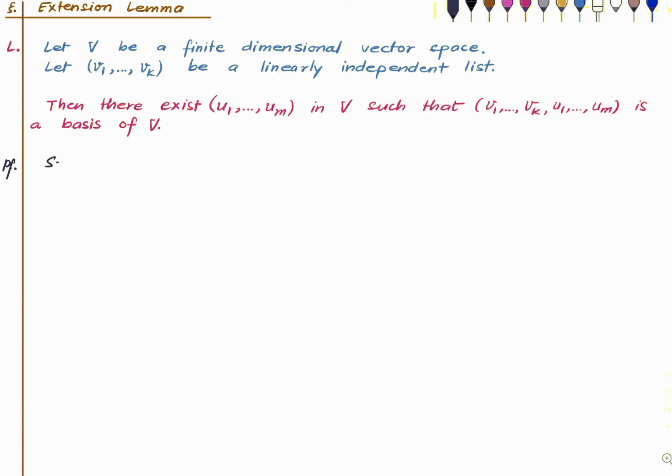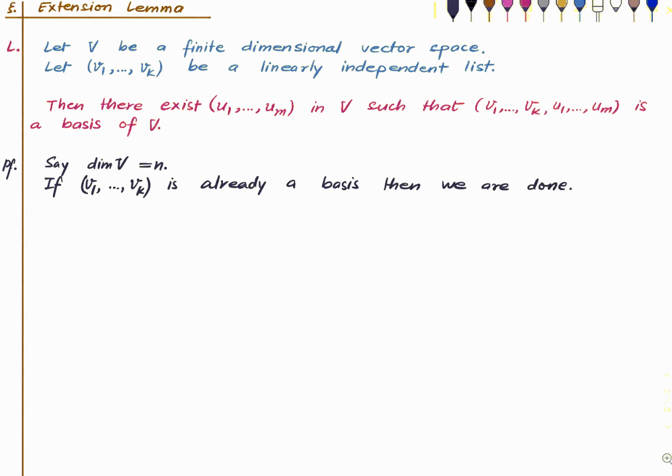Say dimension of V is n. Now if this is already a basis, then we are done. If this is not a basis, then what does that mean? It means that the span of this list is not everything. So if not, then let u1 be in V but not in the span of these vectors.